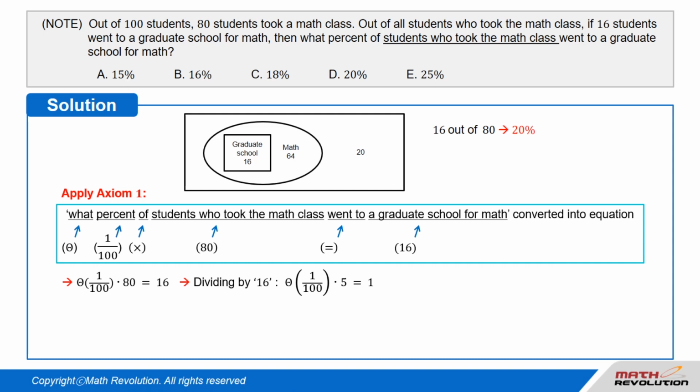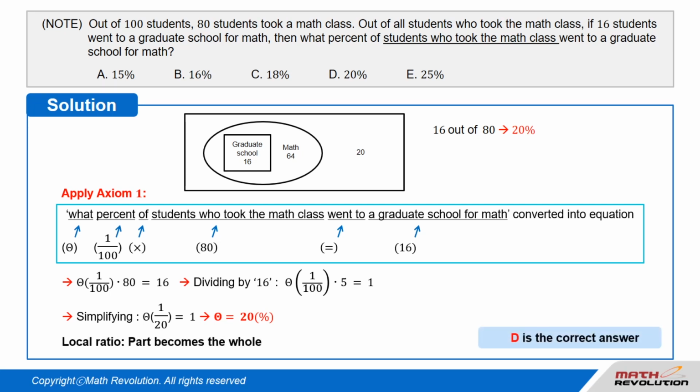Dividing both sides by 16, we get theta times 1/100 times 5 equal to 1. Simplifying the left side gives us theta times 1/20 equal to 1, or theta equal to 20%. So D is the correct answer.